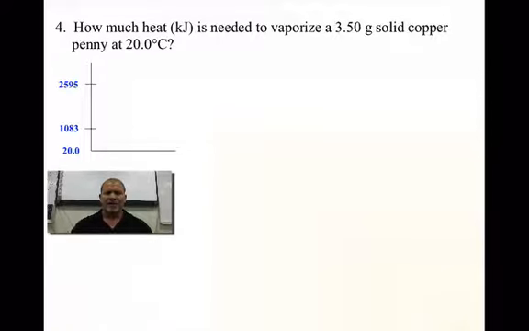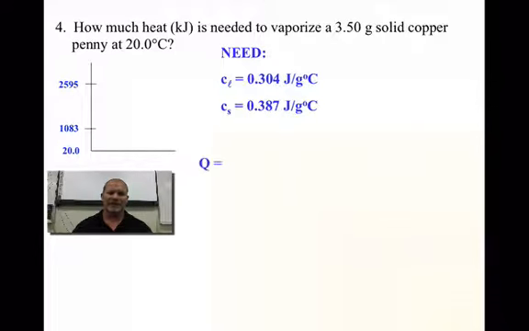My next one now deals, I want to talk about copper. And it says how much heat in kilojoules is needed to vaporize 3.50 grams of solid copper, a penny, that's at 20 degrees Celsius. So my penny starts at 20 degrees Celsius. Now the specific heats you needed, the specific heat of liquid copper and the specific heat of copper as a solid, I provide them for you. So I have to account for my baby Qs.